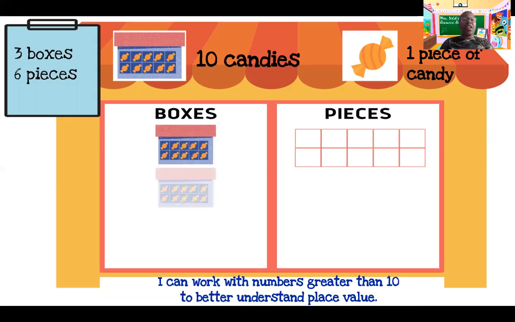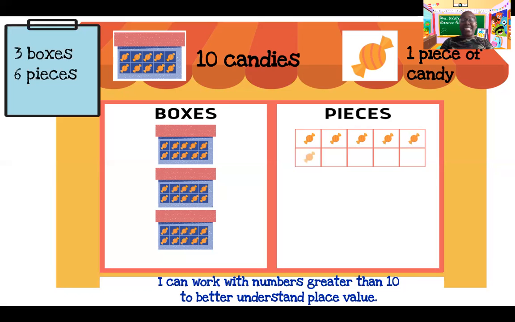1, 2, 3. Great job. Now, how many individual pieces of candy did our customer want? Did you say 6? That's right. So let's lay those out too. 1, 2, 3, 4, 5, 6. Great job. Now, what I need you to help me do is to figure out how many total pieces of candy our customer is buying.